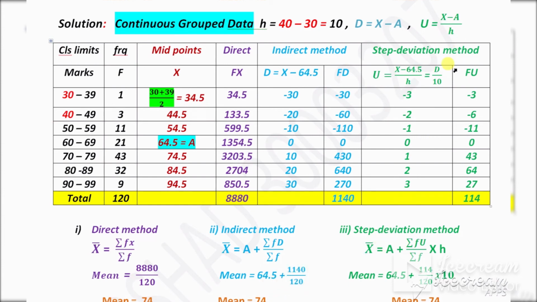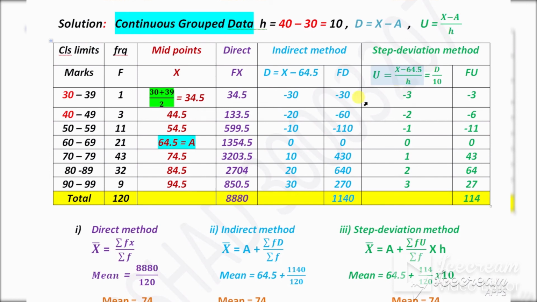Now step deviation method. For step deviation method, the formula is x bar is equal to a plus summation fu divided by summation f, multiply h. So first of all we have to find u. So how to find u? U is equal to x minus a divided by h. A we did here, a is 64.5. So x minus a, meaning x minus 64.5, divided by h.